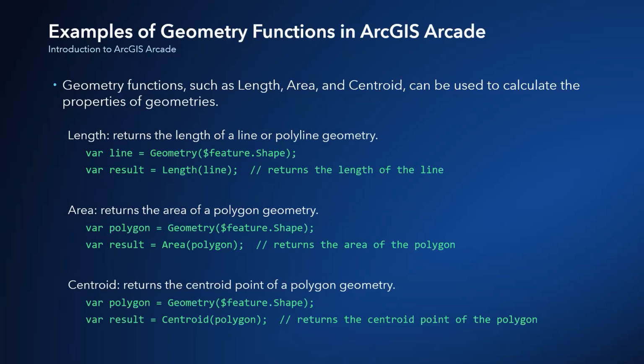We have length, which is going to return the length of a line or polyline geometry. We can see that this is going to return the length of the line. Area can return the area of a polygon geometry. And then we have the centroid, which is going to return the centroid point of a polygon geometry.